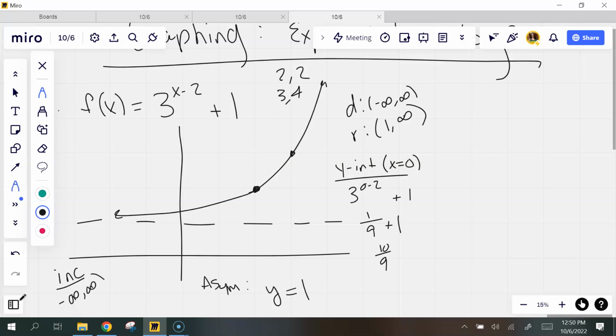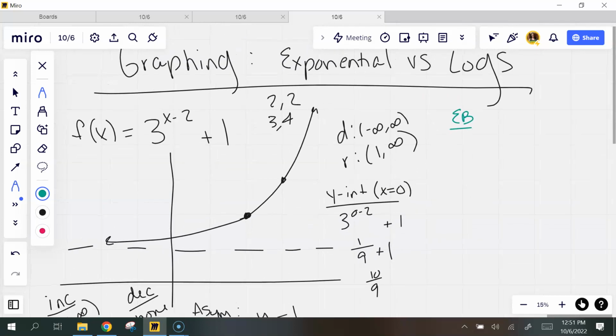Negative infinity to infinity. How about decreasing? None. It never decreases. In behavior, which is where y'all have started to flounder a little bit. Increasing is as you move left to right. Is the function going up or is it going down? It's going up, so it's always increasing. It's not ever decreasing.